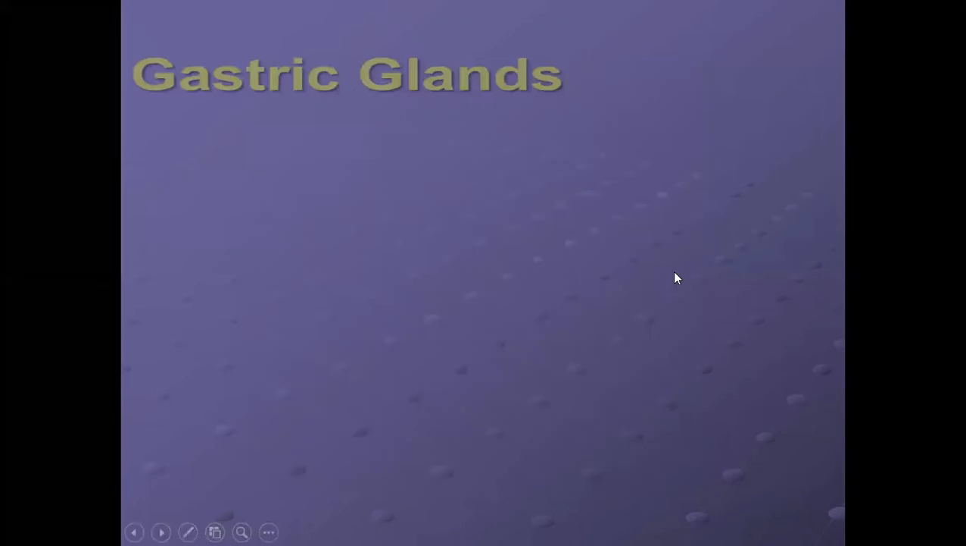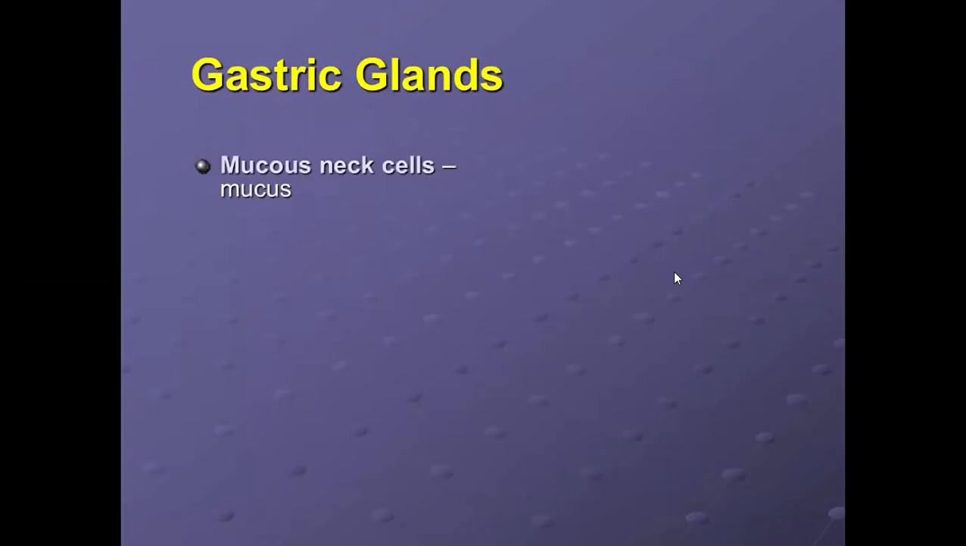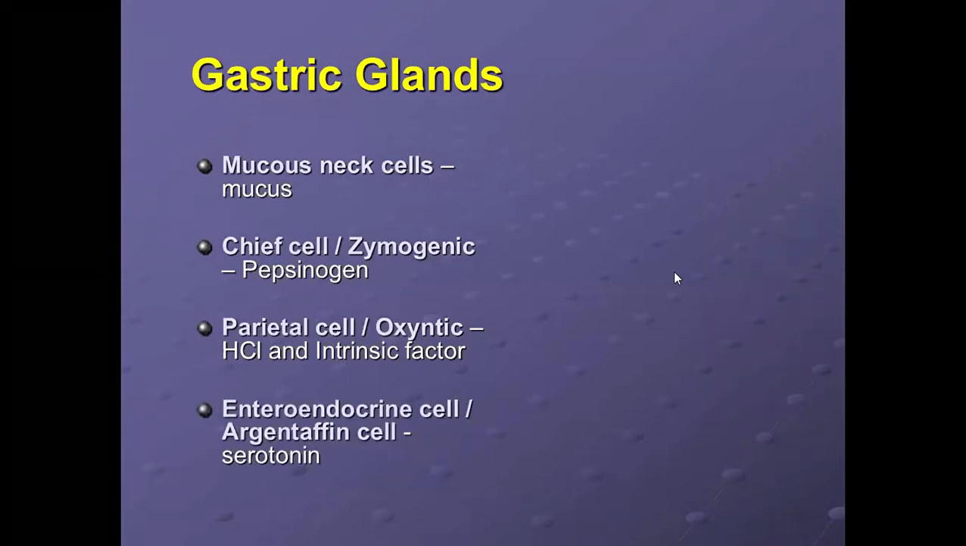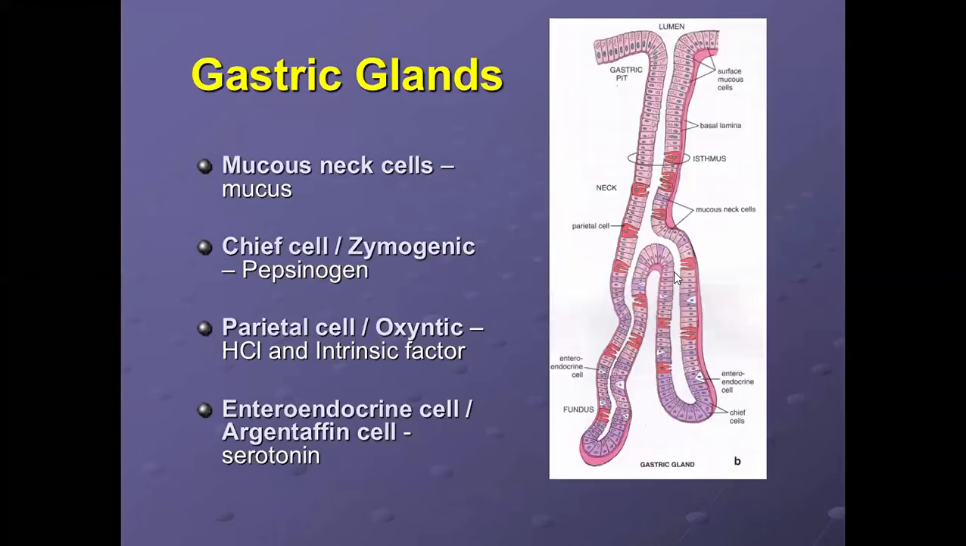The gastric glands. The mucous neck cells, of course, secrete mucus. Your chief cells or zymogenic cells, pepsinogen. Your parietal cells or oxyntic cells, HCl and intrinsic factor. Enteroendocrine cell, the argentaffin cell, secretes serotonin. You find all this in your textbook by Junqueira.